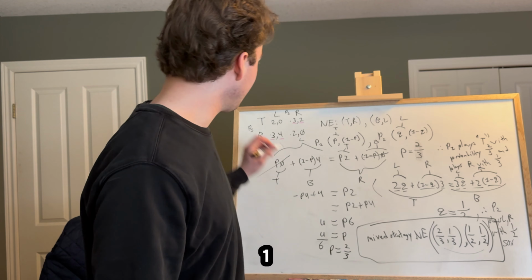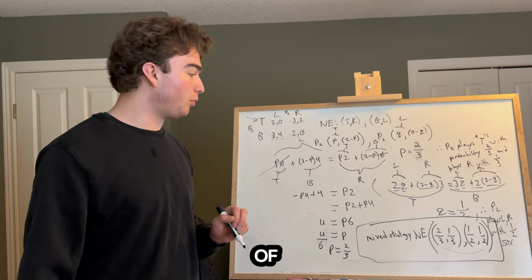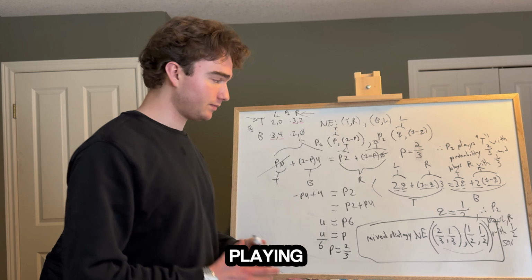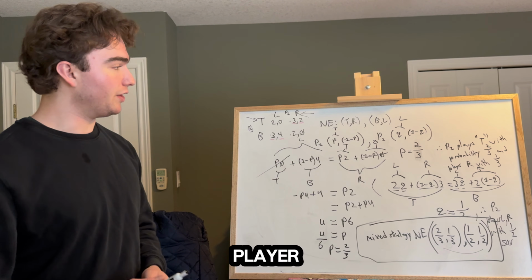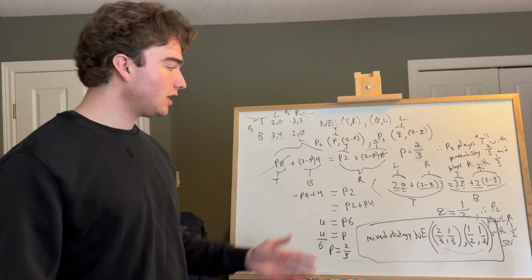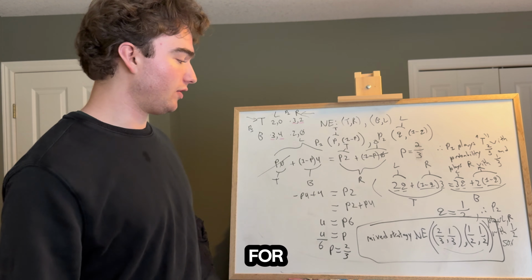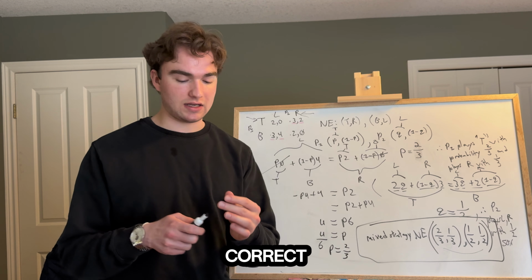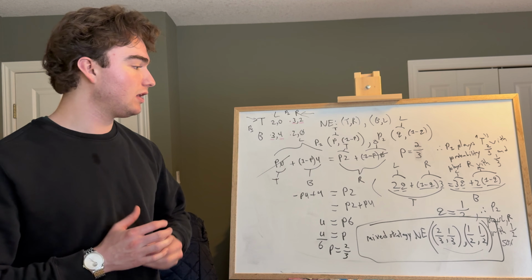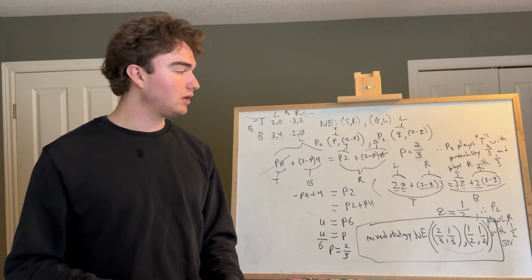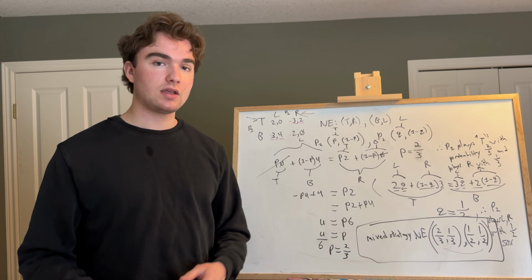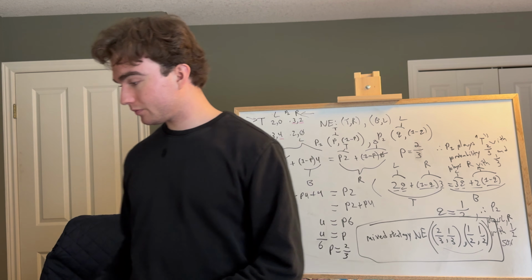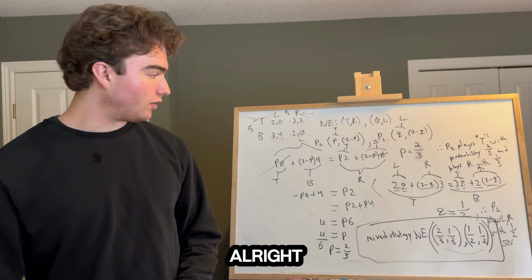First with player 1 and their probability of playing top, going all the way through to player 2 playing right. And there you have it. You've solved for the mixed strategy Nash equilibrium, and you've written out the correct notation as well, the correct way to write down your answer. All right, that's it.